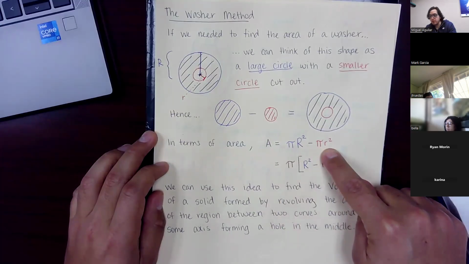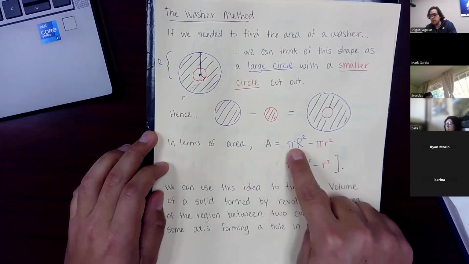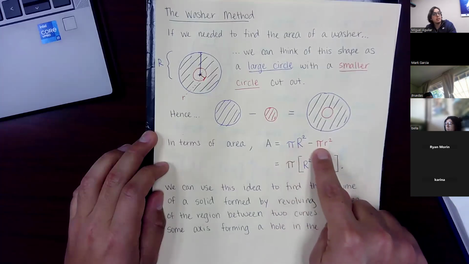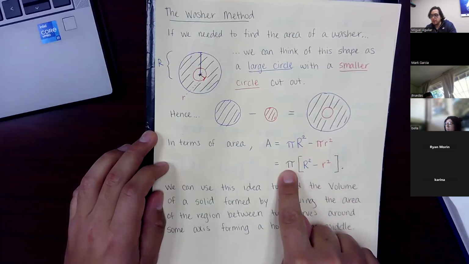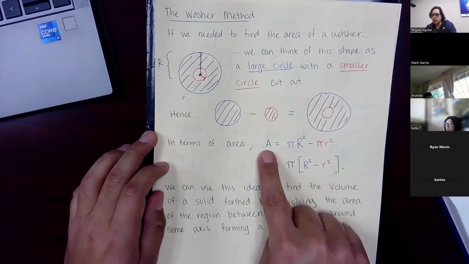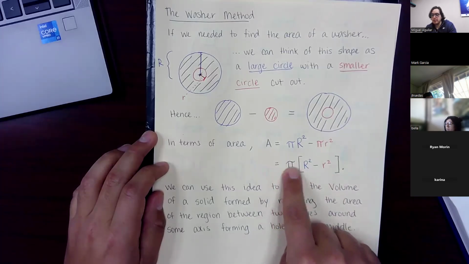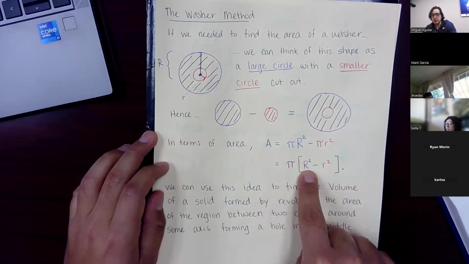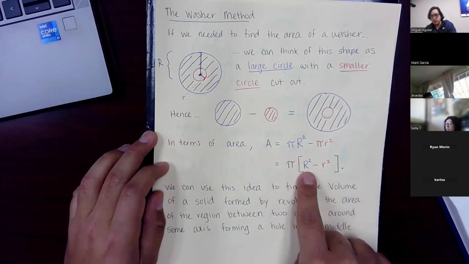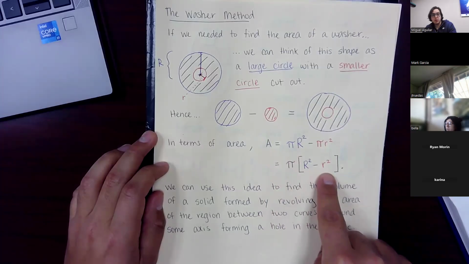Then, similar to the last problem, I have two terms being subtracted from one another, but they both have a factor of pi. So I'm factoring out the pi to make an equivalent formula: the total area of this washer is pi times the radius of the outer circle squared minus the radius of the inner circle squared. Again, the capital R means the outer or larger radius, and the lowercase r means the smaller or inner radius.